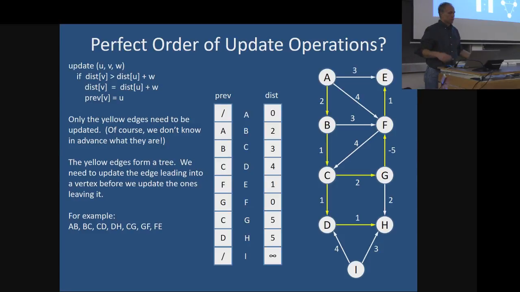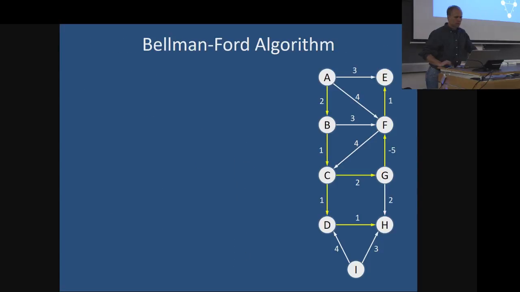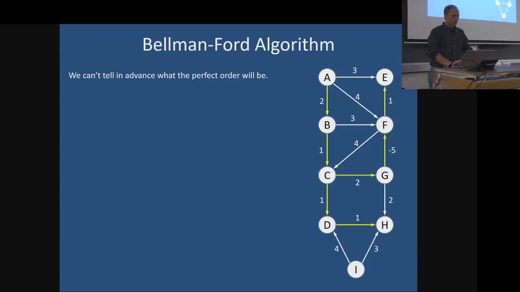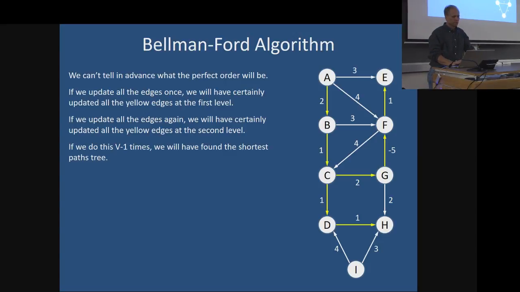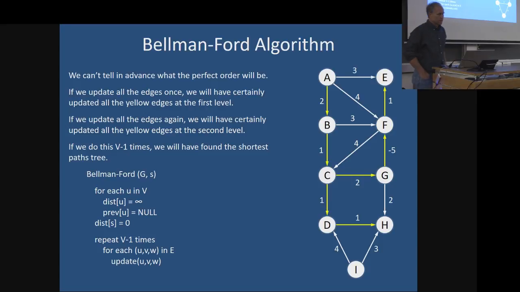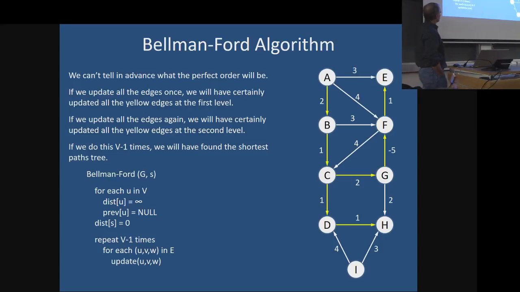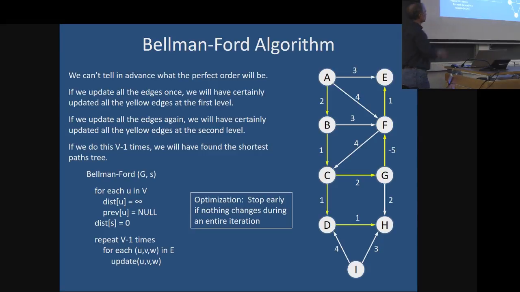So you could stop after 2 updates if you get really lucky. But you can't take more than 6. And the 6th one is nothing's going to change. So that algorithm is called the Bellman-Ford algorithm. We don't know what the perfect order is, so we just update all the edges once and again until you find the shortest path. Now, what I've left out of the algorithm is the optimization, which would say if nothing changed, you can break the loop. That's what that is for.